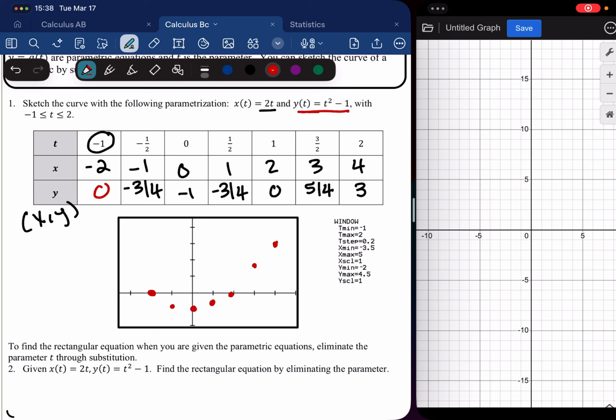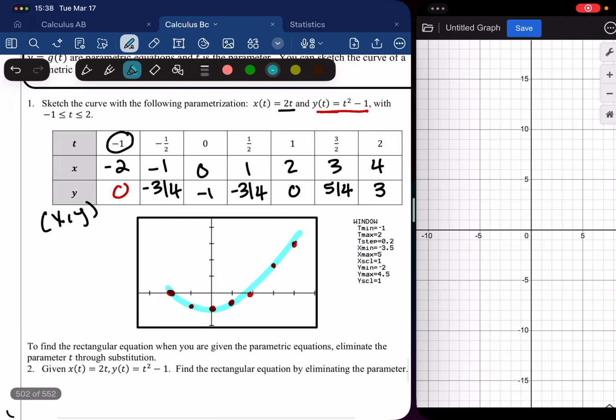Okay. And notice that all of these points, if I was to connect them, are forming a parabola. Which means that the rectangular equation to these parametric equations is going to be represented by a parabola.